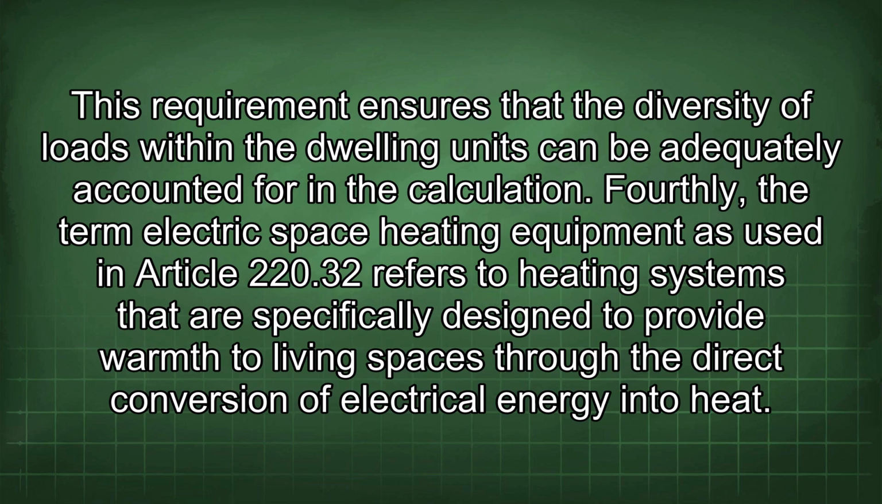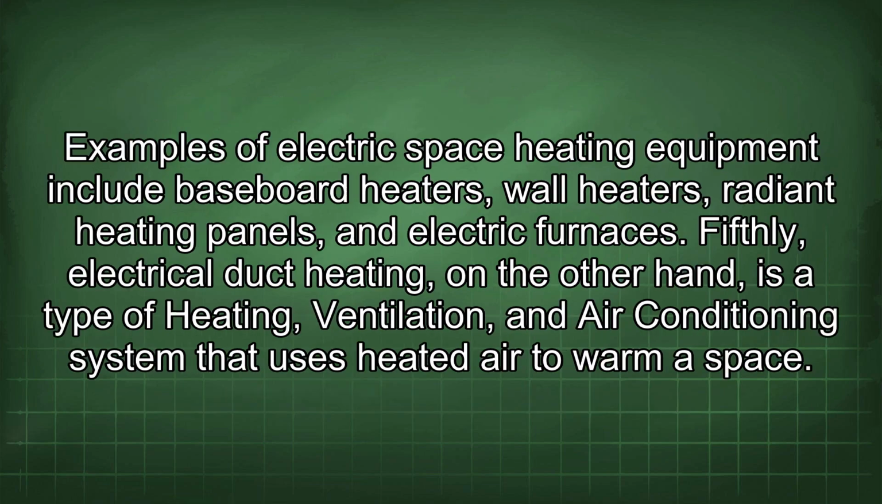Fourthly, the term electric space heating equipment used in Article 220.32 refers to heating systems that are specifically designed to provide warmth to living spaces through the direct conversion of electrical energy into heat. Examples of electric space heating equipment include baseboard heaters, wall heaters, radiant heating panels, and electric furnaces.